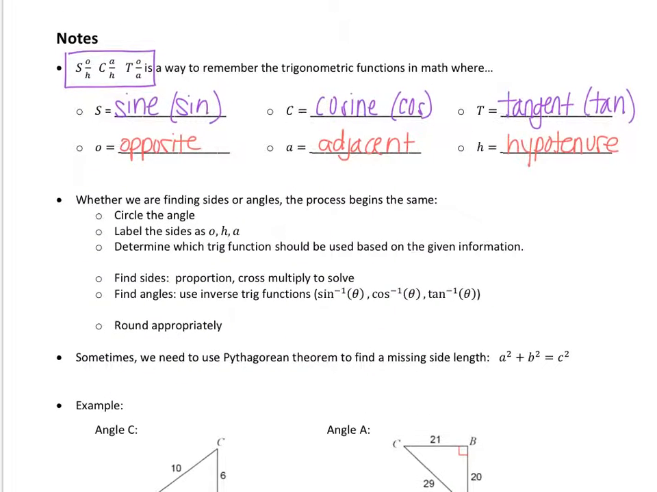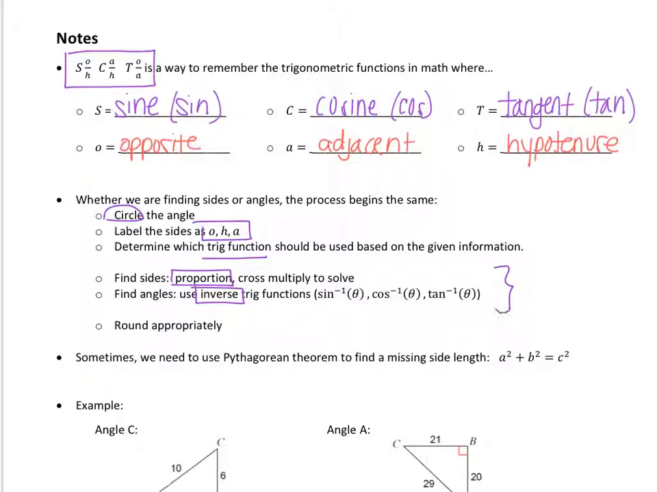So then there's just some steps here listed for you. It says whether you're finding sides or angles, the process begins the same. You start by circling the angle, labeling the sides as O, H, and A, and then based on the side labels, determine which trig function you use. If you're finding sides, you're going to go for a proportion. If you're finding angles, you're going to use inverse trig.